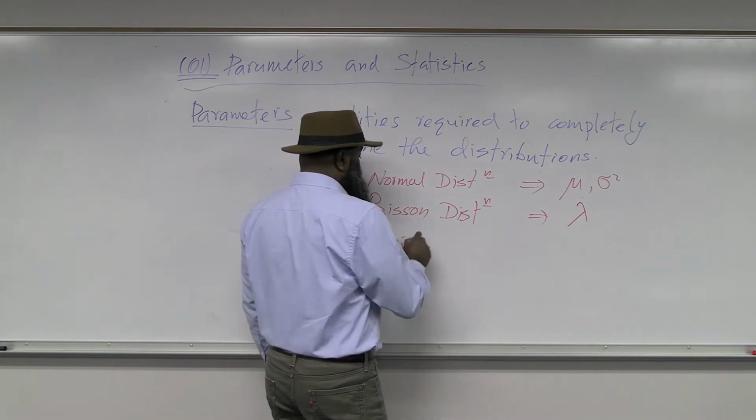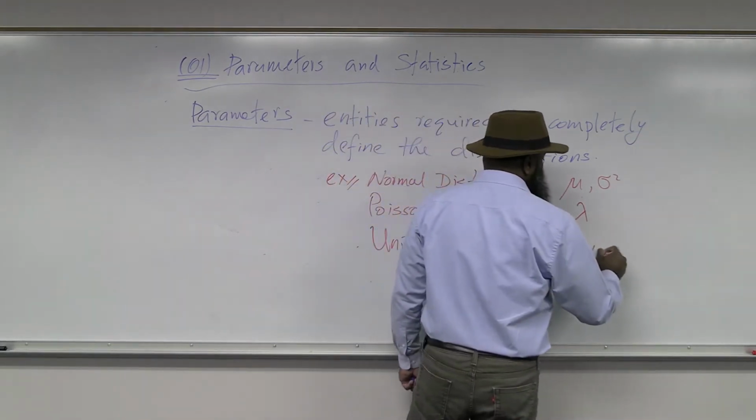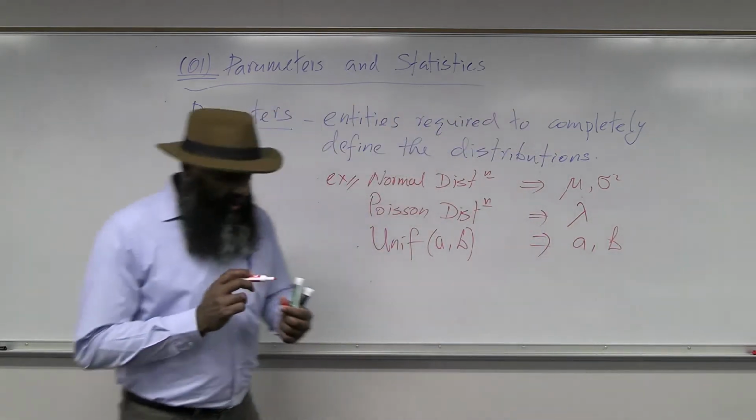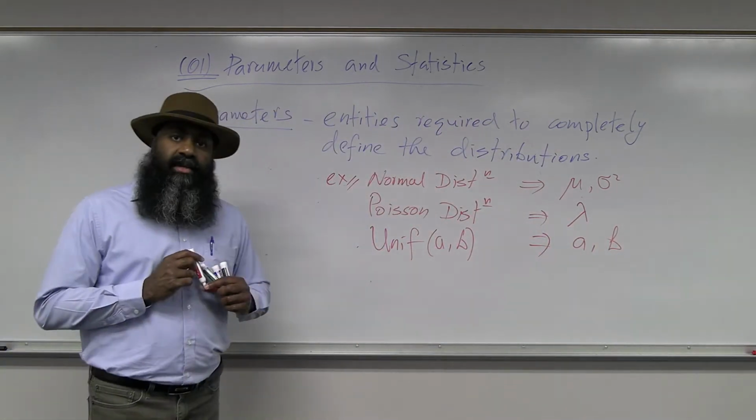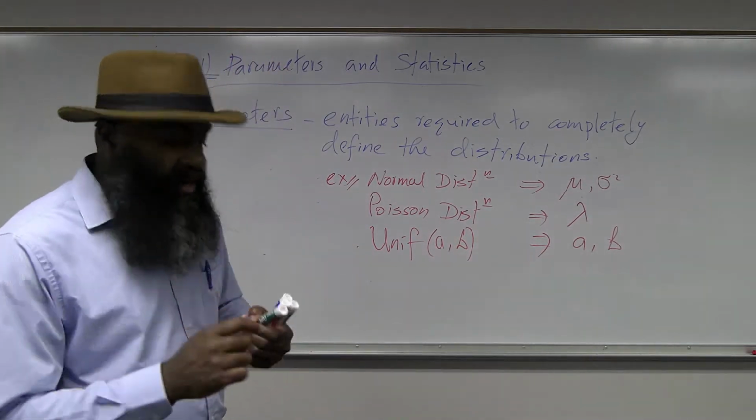Uniform distribution, for example. Uniform, I would say, A to B distribution. So the parameters are A and B. Now, they are the examples of the parameters. And we'll write down 2 additional notes.